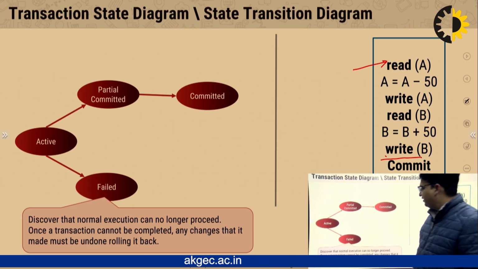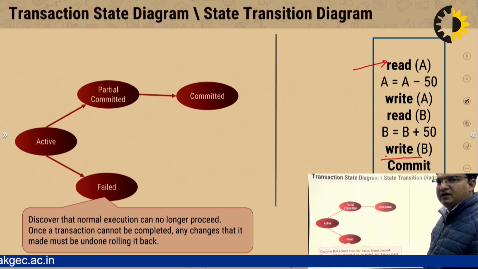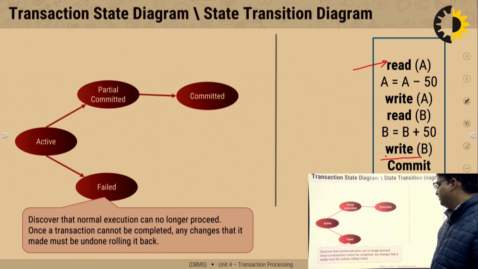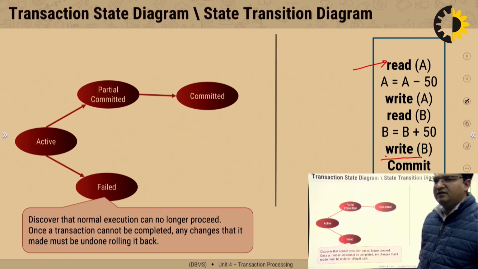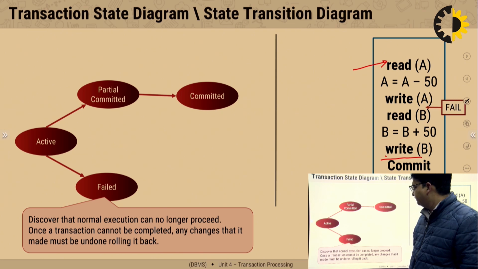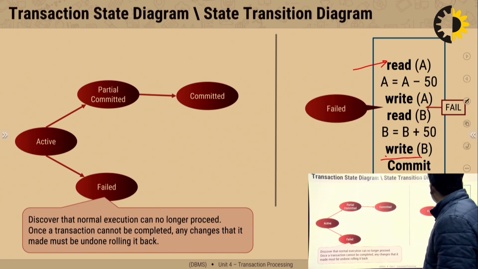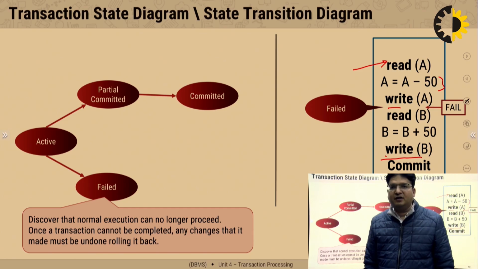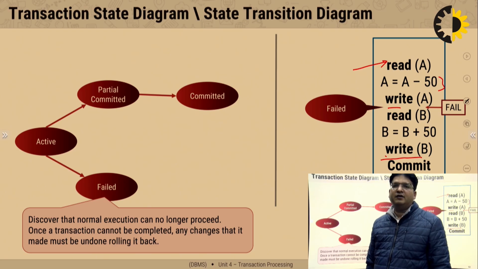Now, a transaction may also enter a failed state from the active state after we discover that its execution is no longer possible normally. Once a transaction cannot be completed, any change it has done should be undone. Since a transaction has failed, whatever change has been done by that particular transaction, we need to undo those changes. See, the transaction has failed at this particular point, so the value of A that it has updated, we must undo that, so that another transaction reads only the committed value of A, that is the correct value of A.